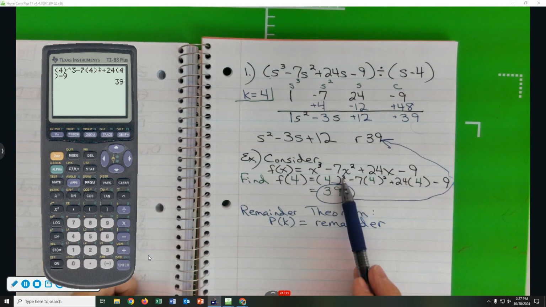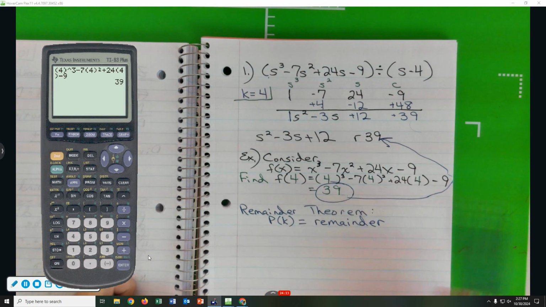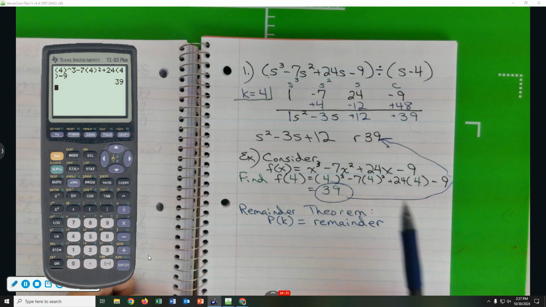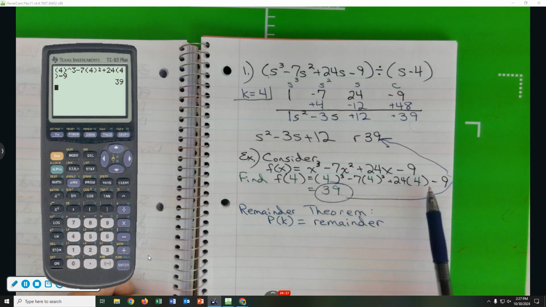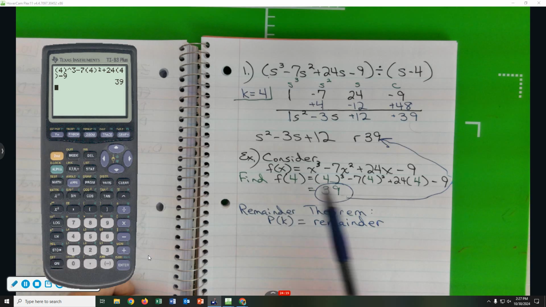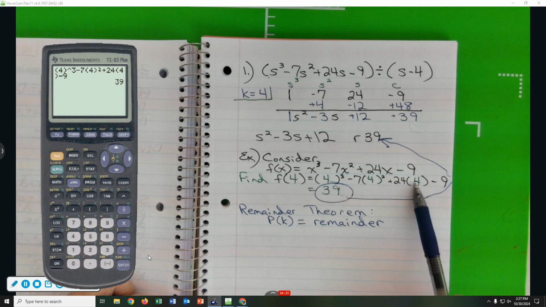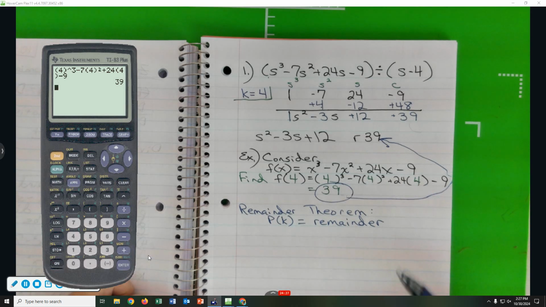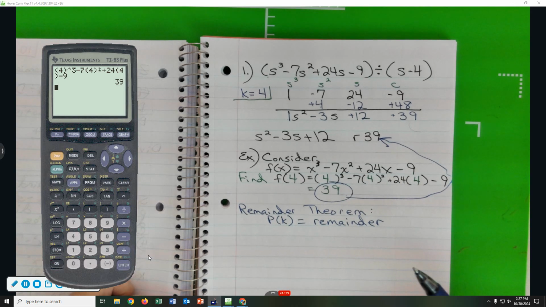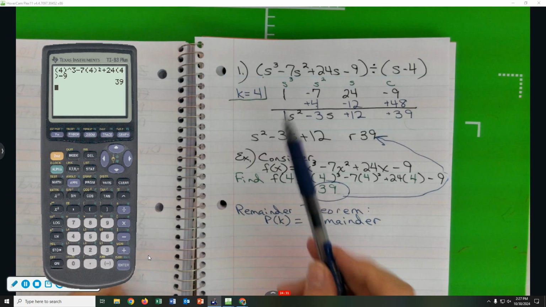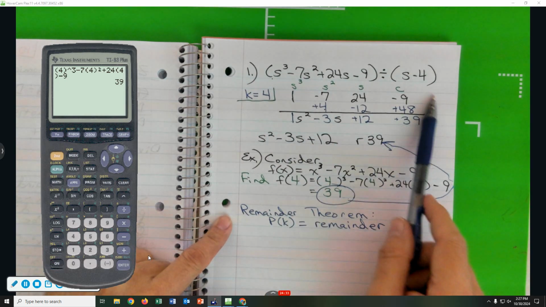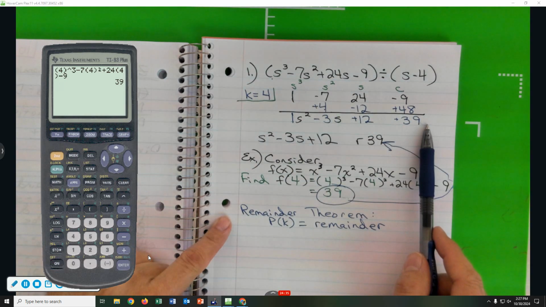And to get around having to do all that exponentiation, think about this before calculators. Suppose you needed to plug in 17 rather than 4. 17 cubed minus 7 times 17 squared plus 24 times 17 minus 9. Imagine doing all that stuff by hand. It was a hassle. Now, look at this little synthetic division algorithm.